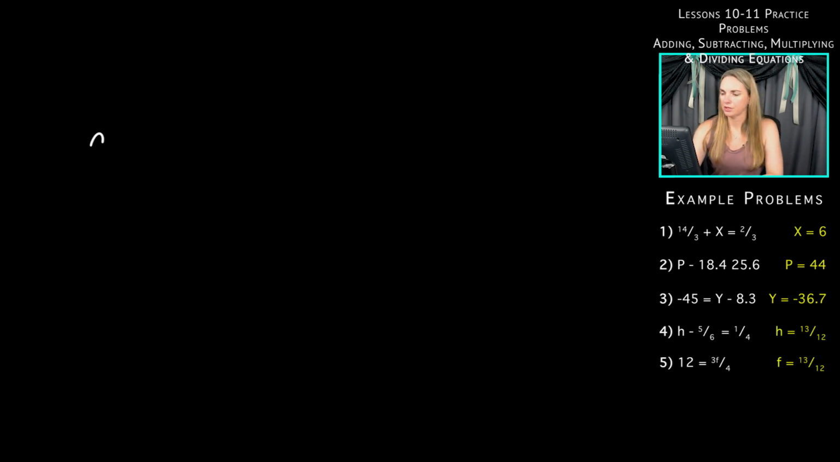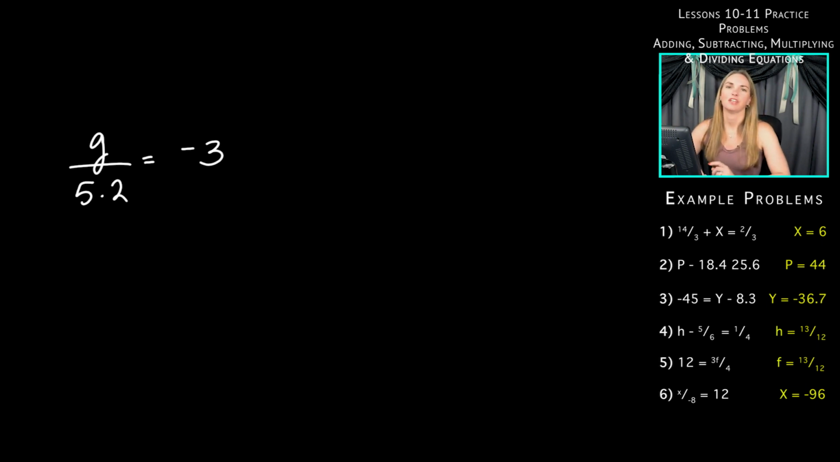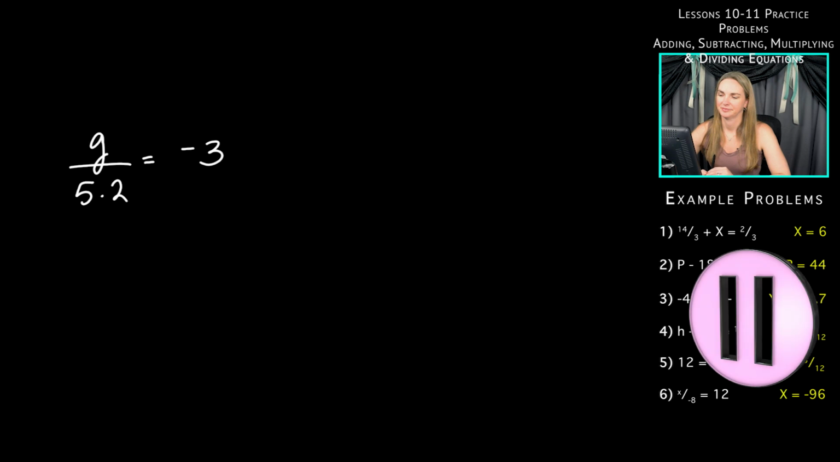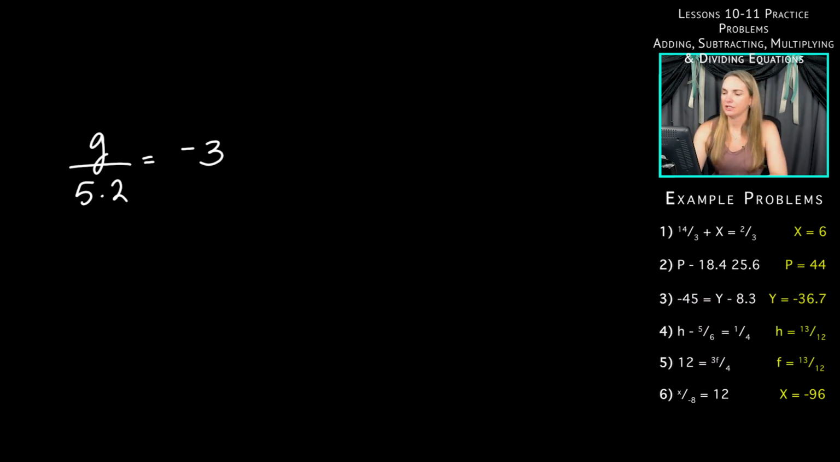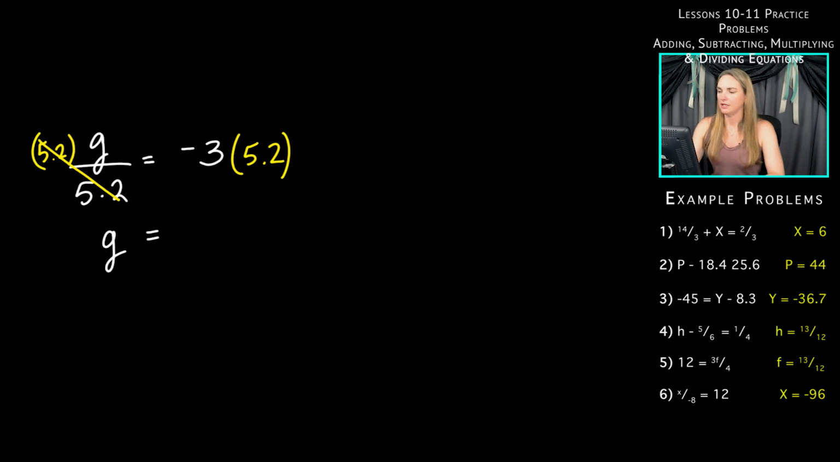So the first one we're going to go with is g divided by 5.2 equals -3. All right, go ahead and pause the video and try this one on your own. All right, so we're dividing g by 5.2, so in order to get rid of that, I'm going to do the opposite, which is multiply by 5.2. All right, so 5.2 divided by 5.2 cancels, and I'm left with g on this side. And then on the right side of the equation, I'm going to multiply 3 times 5.2.